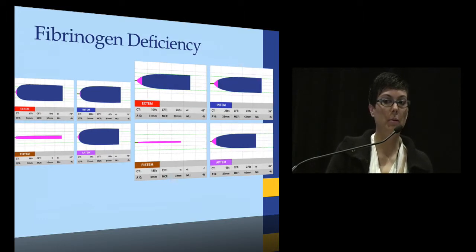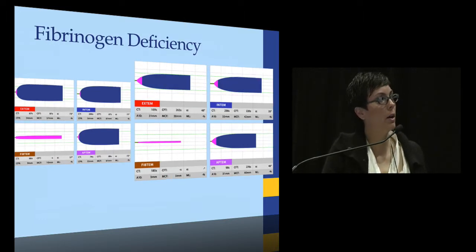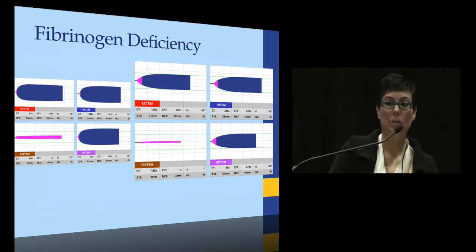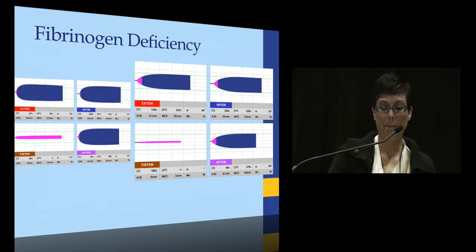So now let's look at the fibrinogen deficiency. So you can definitely contrast that with the platelet. So here you see now the FIBTEM is actually much different than normal. And so that can tell you this patient may need fibrinogen.